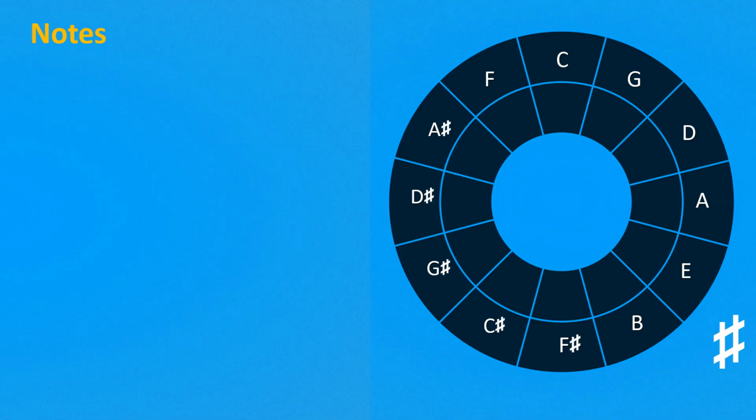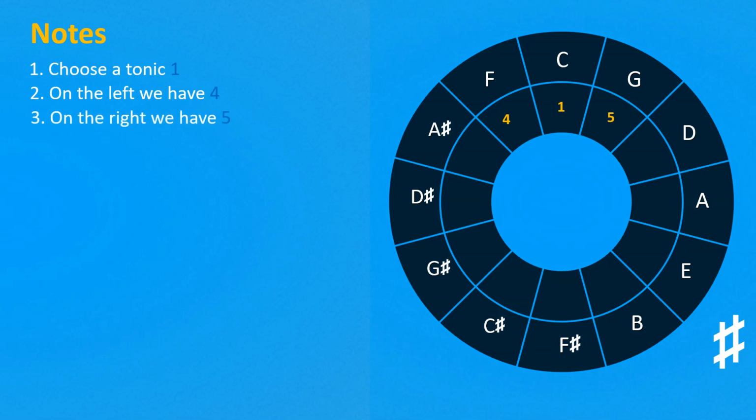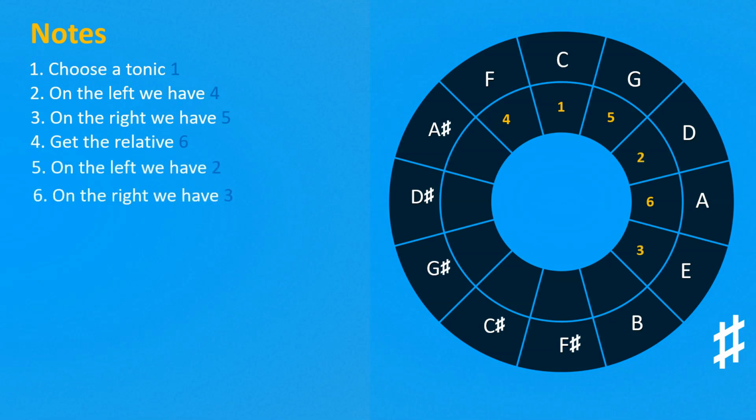Trick number 18. Notes. The degree of the notes are the same of the degree of the chords. Choose a tonic, the first. On the left we have the fourth. On the right we have the fifth. Then get the relative minor, the sixth. But remember, we are always in the C major scale. On the left we have the second. On the right we have the third. At the end we have the seventh.